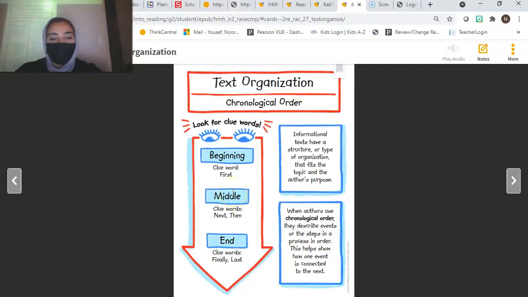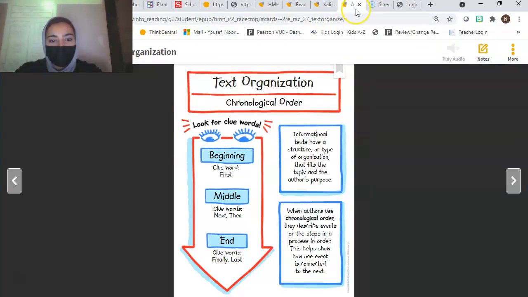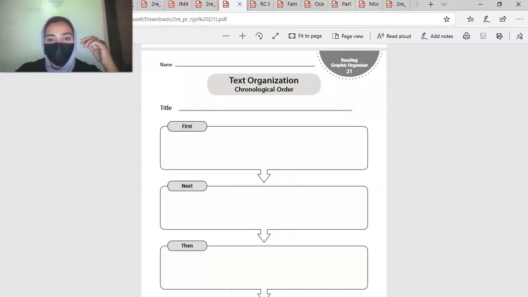So there's always a beginning, middle, and end. We are going to write in our graphic organizer what happens in the beginning, middle, and end of the story. Okay? We're going to be writing what happens first, next, then, and last.